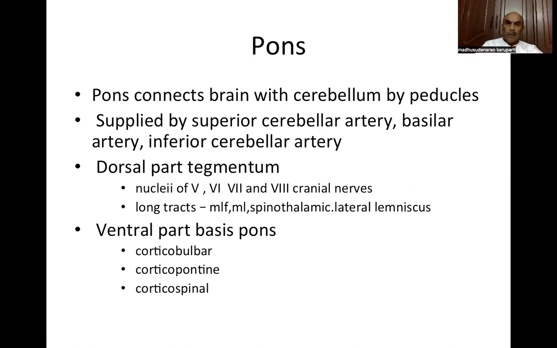The tegmentum houses the nuclei of the cranial nerves, that is the trigeminal, abducens, facial, and vestibulocochlear. It also houses the long tracts, that is the medial longitudinal fasciculus, medial lemniscus, spinothalamic, and lateral lemniscus. These long tracts pass through the tegmentum of the pons. The ventral part is described as the basis pontis. It houses the corticobulbar, corticopontine, and corticospinal fibers.